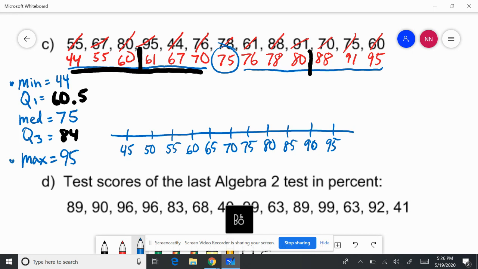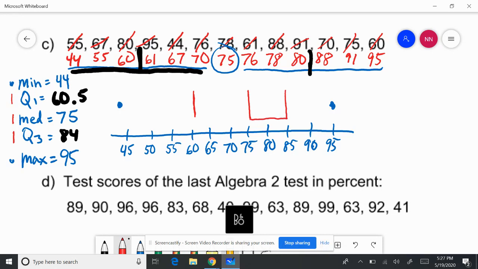Notice 44 is a little bit before 45, so I'm going to put a dot at 44. I'm going to put a dot at 95. Then I'm going to draw 3 lines. The 3 lines are the Q1, the median, and the Q3. So the Q1 is 60.5, so a little bit past 60, I'm going to draw a line. Median is 75, so at 75, I'm going to draw a line. And at 84, I'm going to draw a line.